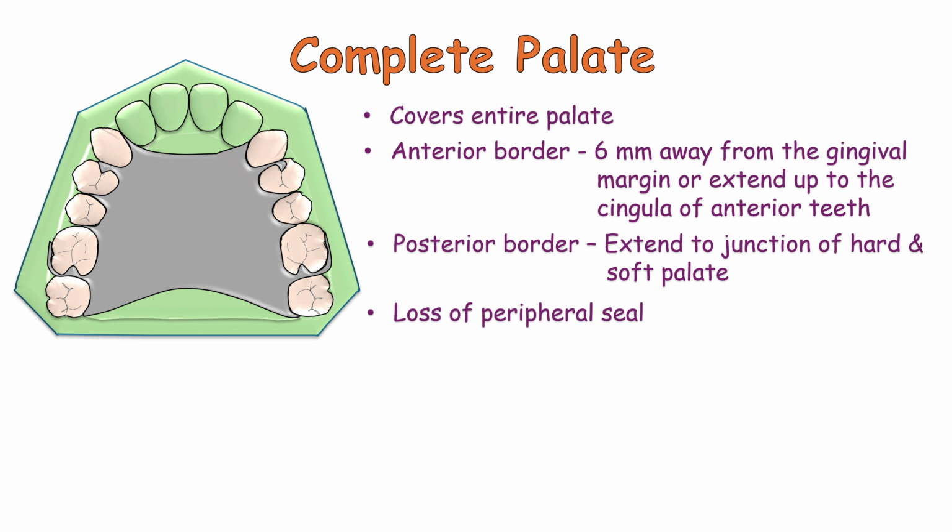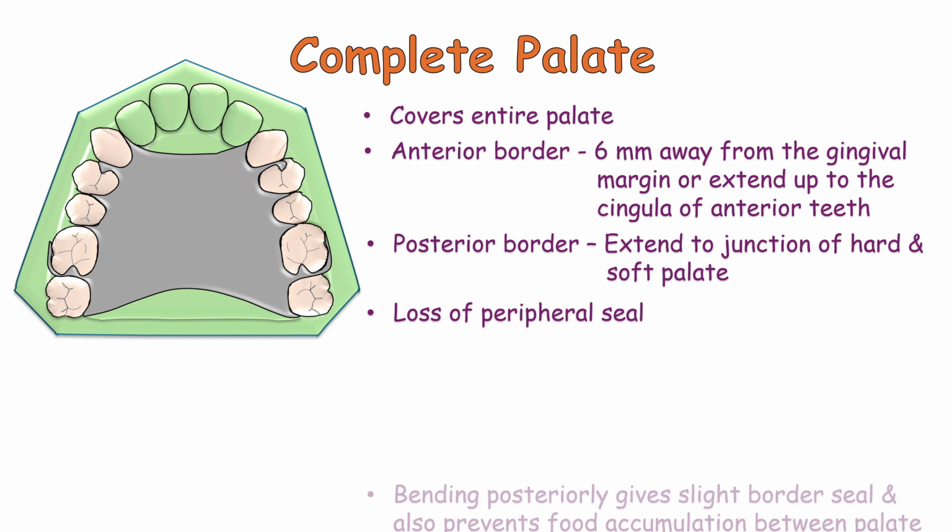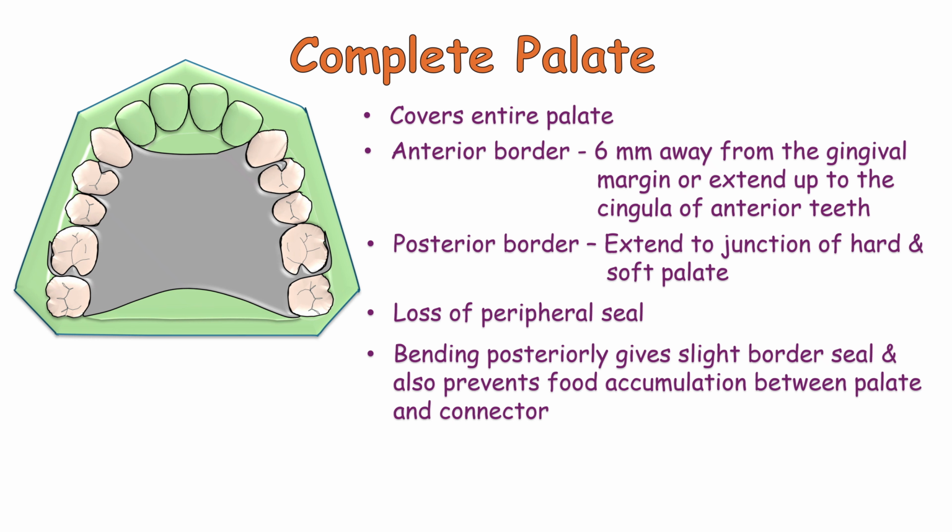Here there is loss of peripheral seal. Due to this, soft tissue tends to rebound after compression. Bending posteriorly gives a slight border seal, and it also prevents food accumulation between the palate and major connector. There are many types: one is all acrylic, another a combination of metal and acrylic, and all cast metal.